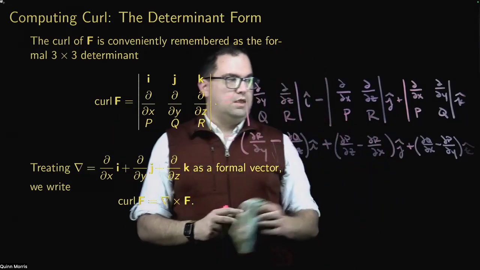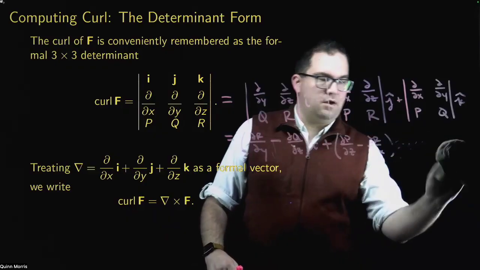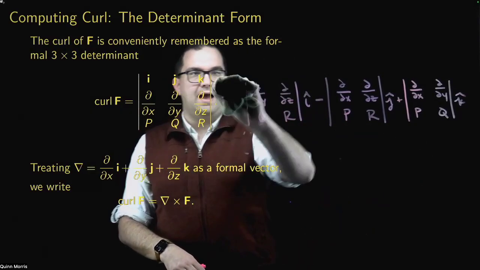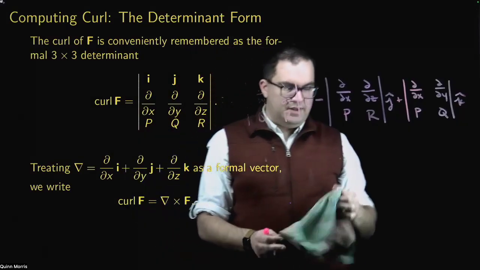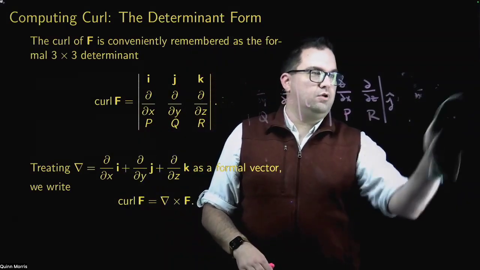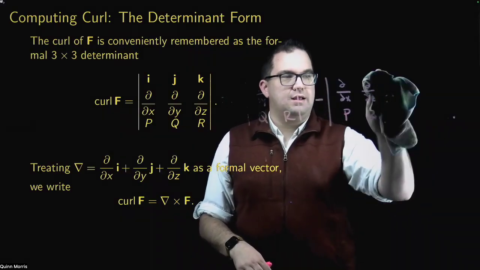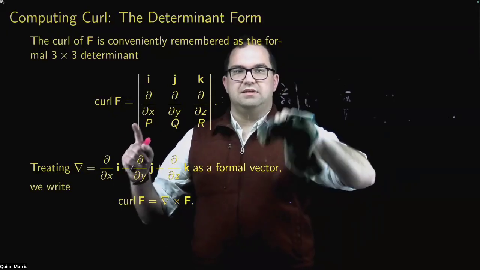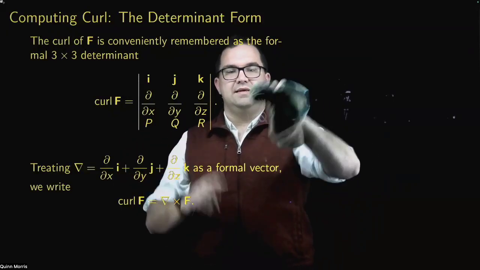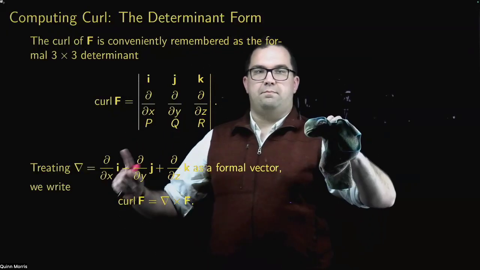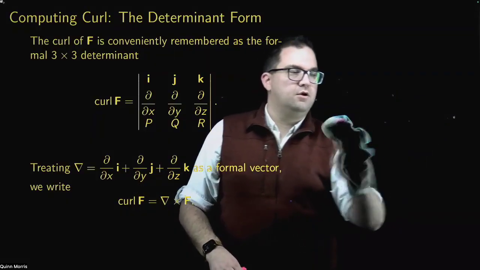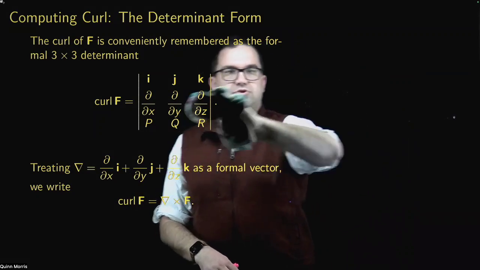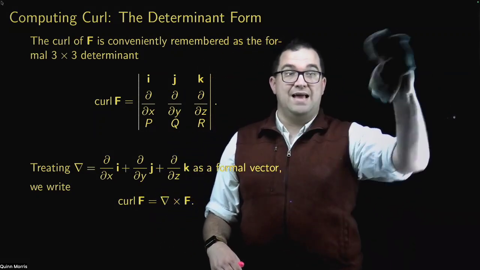Okay. Now, one shorthand that we often use, if I look at this determinant notation, this really looks like a cross product. It looks like a cross product of this d/dx, d/dy, d/dz with P, Q, and R. So one of the things we often do is we define this operator, which we often refer to as del.